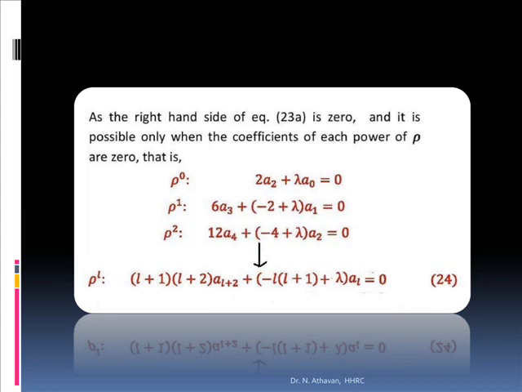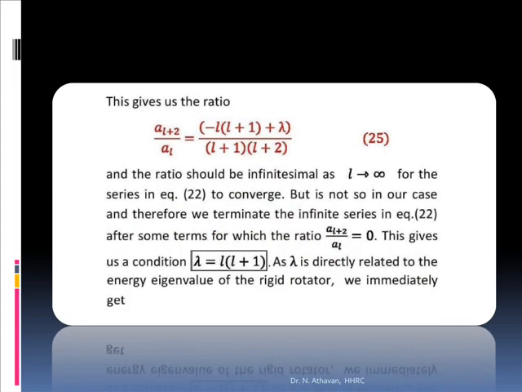If we generalize, the coefficient of rho power L is (L plus 1)(L plus 2) a_(L plus 2) minus L(L plus 1) a_L plus lambda a_L, which is equal to 0. On the right hand side we have 0. So I am taking the second part of equation 24 to the right side, and after manipulation we get the ratio a_(L plus 2) divided by a_L, which is equal to minus L(L plus 1) plus lambda divided by (L plus 1)(L plus 2).